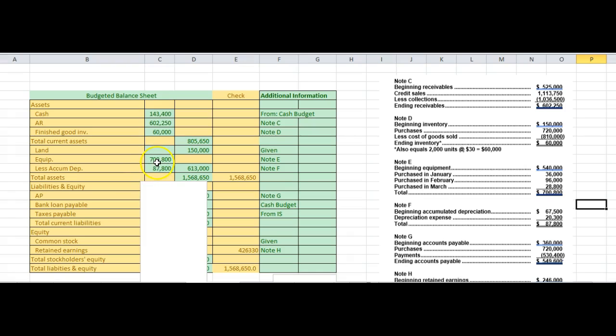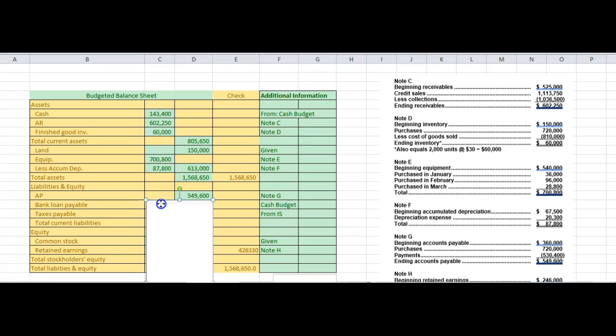If you net these two, you come up with $613,000 book value net for your equipment. And you add the 805, the 150, the 613, and come up with total assets of $1,568,650, which matches the check.